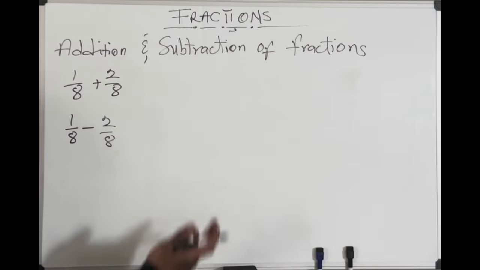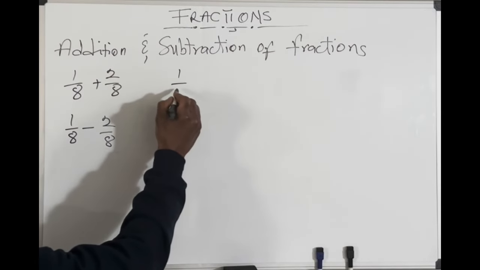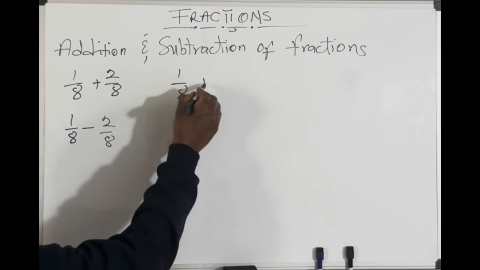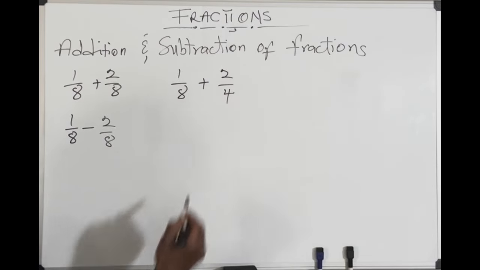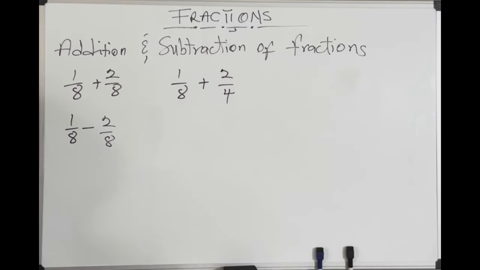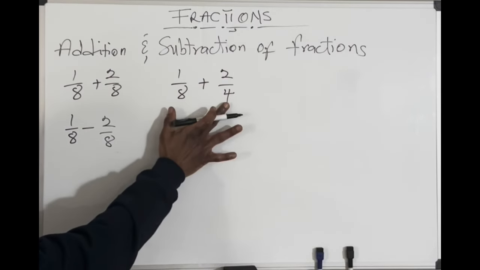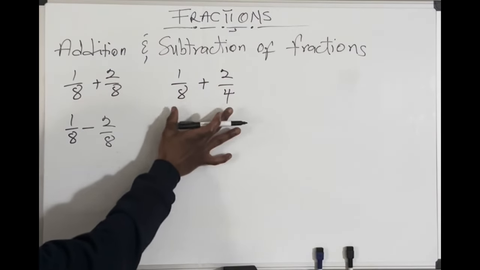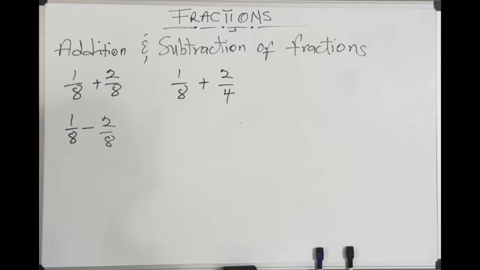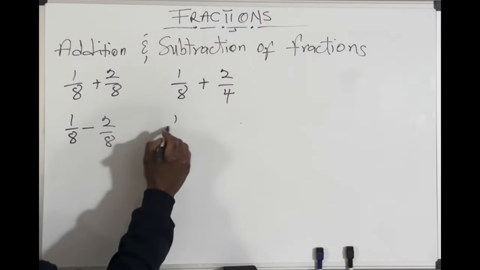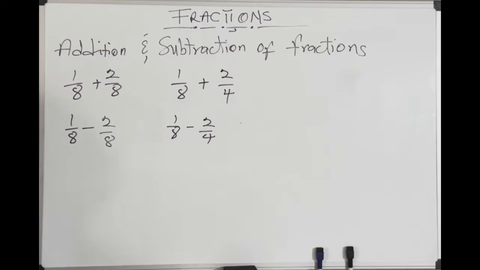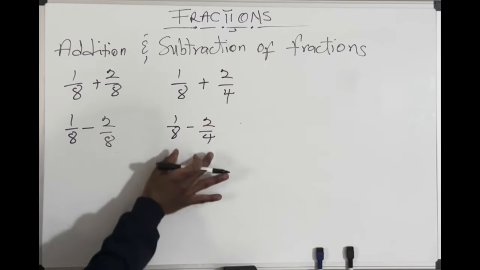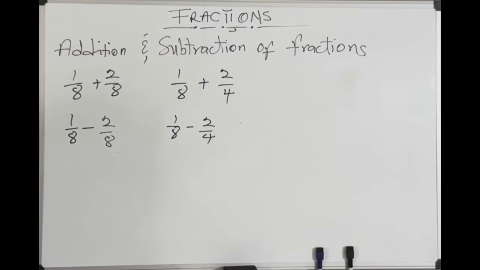But then if we have something like 1 over 8 plus 2 over 4, you can't add them. You have to change the 8 and the 4 to have the same denominator like this before you can go on. And the same way applies to this. 1 over 8 minus 2 over 4. No, we can't continue. Okay, we have to change the denominators.